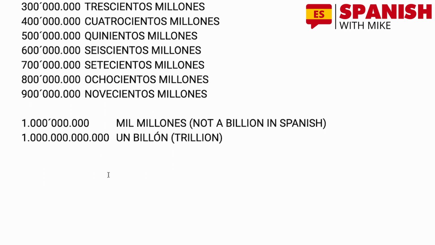And then we are going to finally skip to the 1,000 million, which in English we read this as a billion. In Spanish, this is not a billion for us. We say mil millones because it's 1,000 million. Mil millones. So we would say 3,000 million, 4,000 million, 5,000 million, and so on.